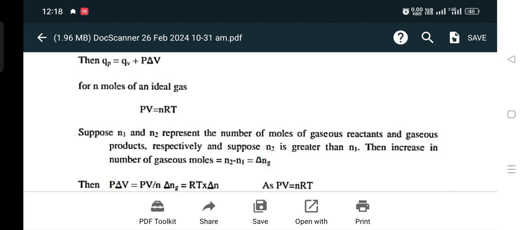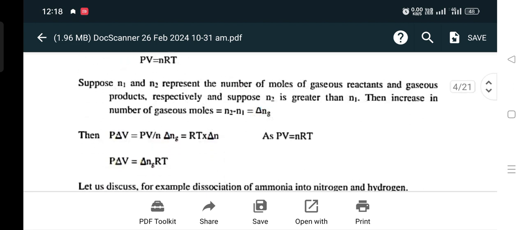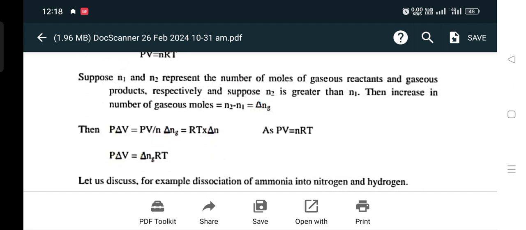Suppose n1 and n2 represent the number of mole of a gaseous reactant and gaseous product, respectively, and suppose n2 is greater than n1, then the increase in number of gaseous mole, n2 minus n1, is equal to del Ng. Then P del V is equal to RT into del Ng. As PV is equal to nRT, P del V is equal to del Ng RT.